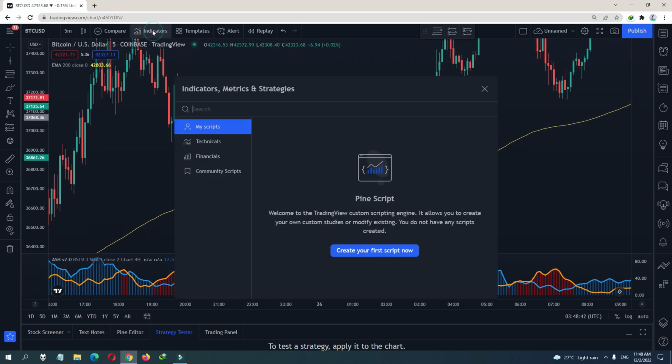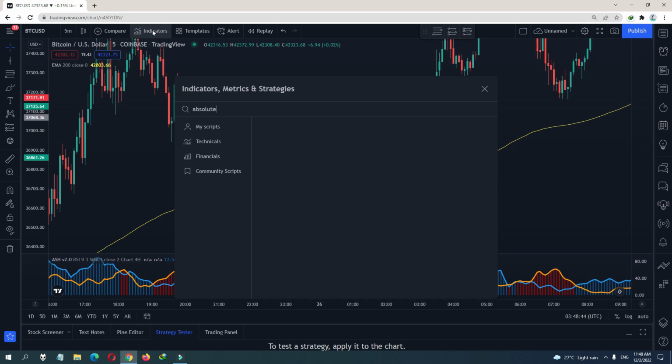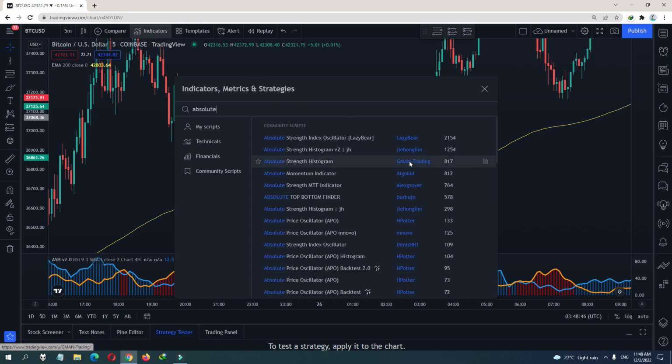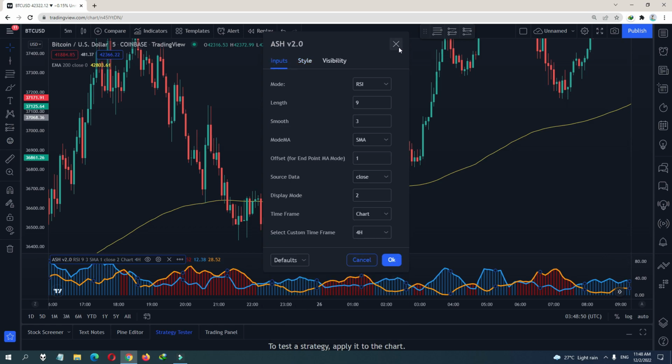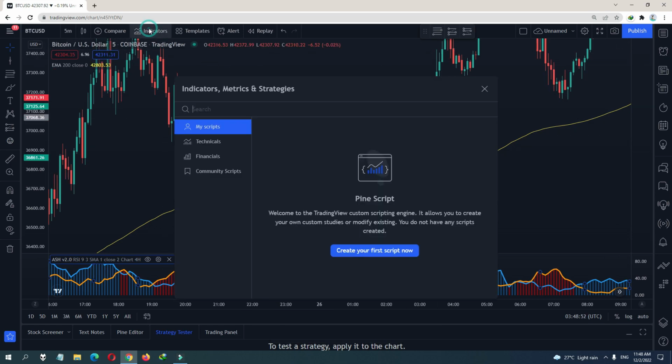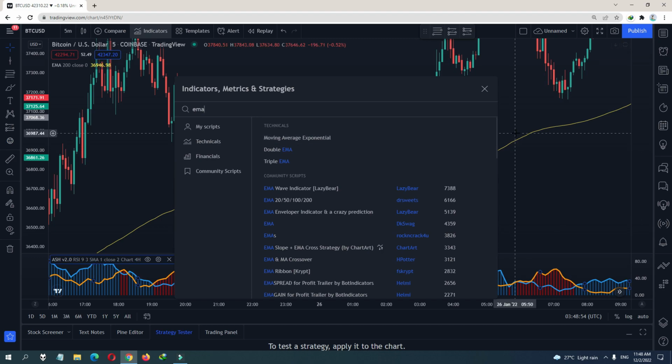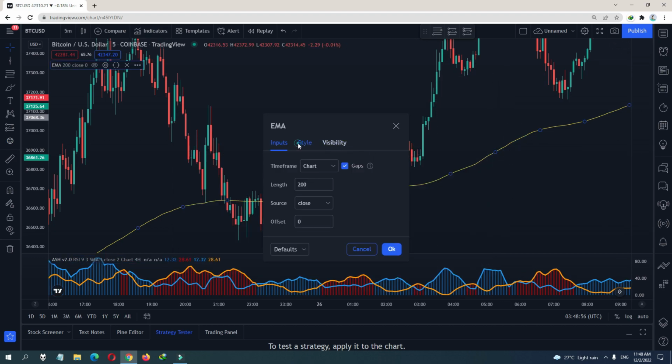Okay, so first you need the Absolute Strength histogram. It's this one by G-Man Trading. The settings are default, right? Default. And you need the 200 EMA. Okay, 200 EMA, and that's it.